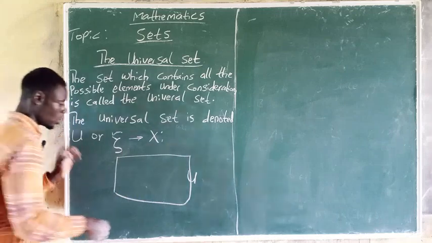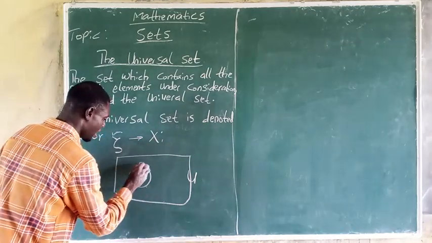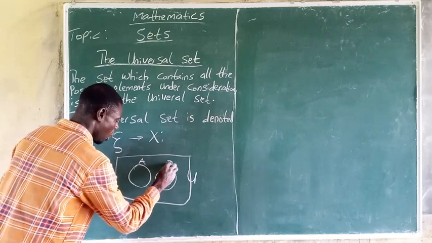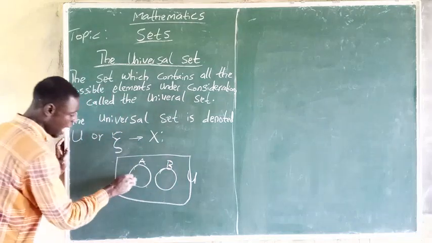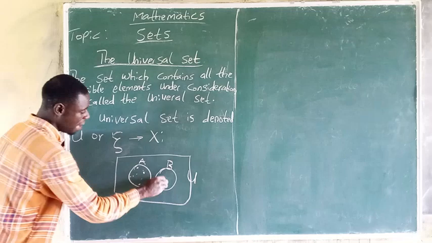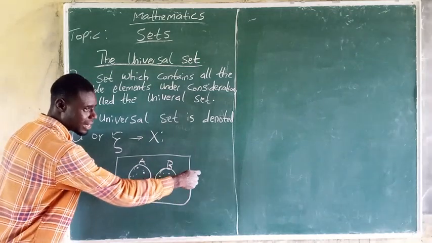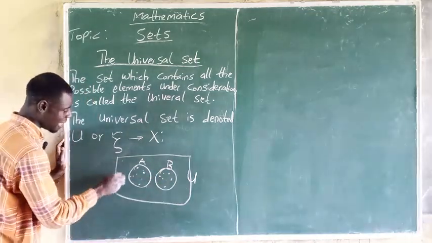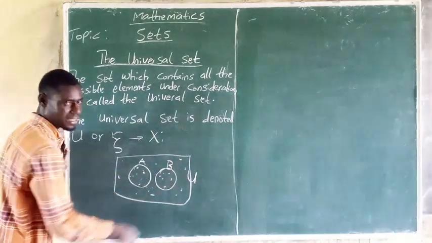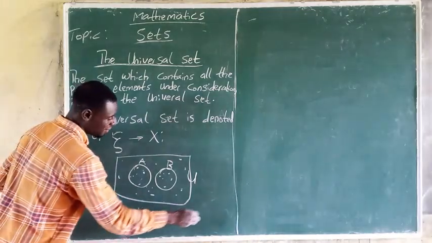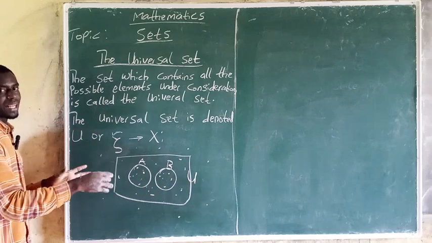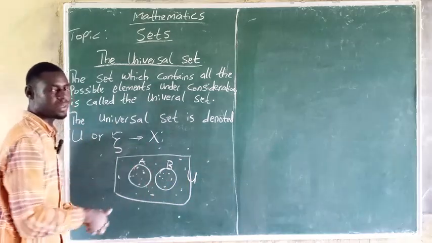is your universal set. So for example, if I have a set A and a set B, observe, every element here is inside the universal set. Every element in B is inside the universal set. And every element outside A and B is inside the universal set. But any element you find outside the universal set is an empty set. It's not part of them. It doesn't belong to the family.